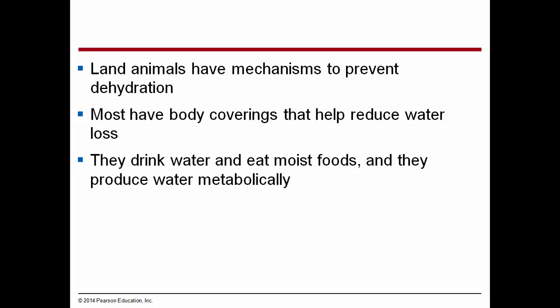Land animals have mechanisms to prevent dehydration. Most have body coverings that help reduce water loss, with the exception of the amphibians. They drink water and eat moist foods, and they produce water metabolically.